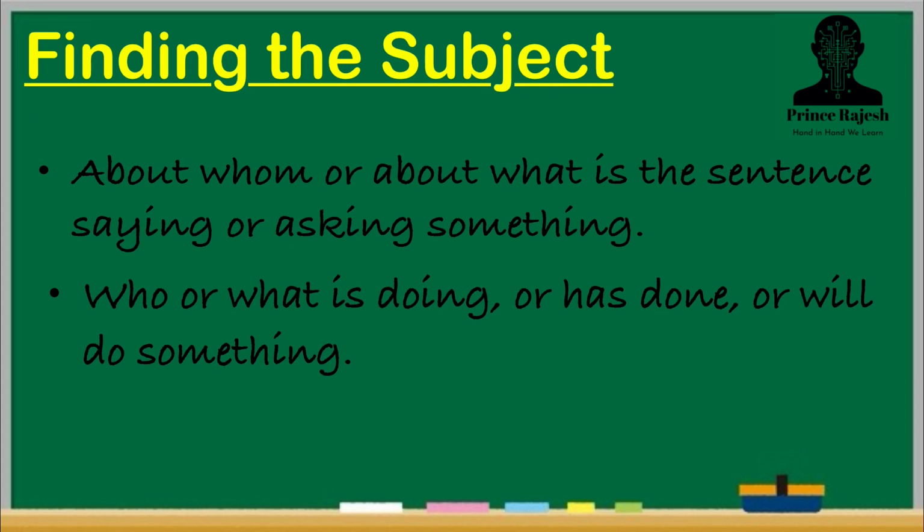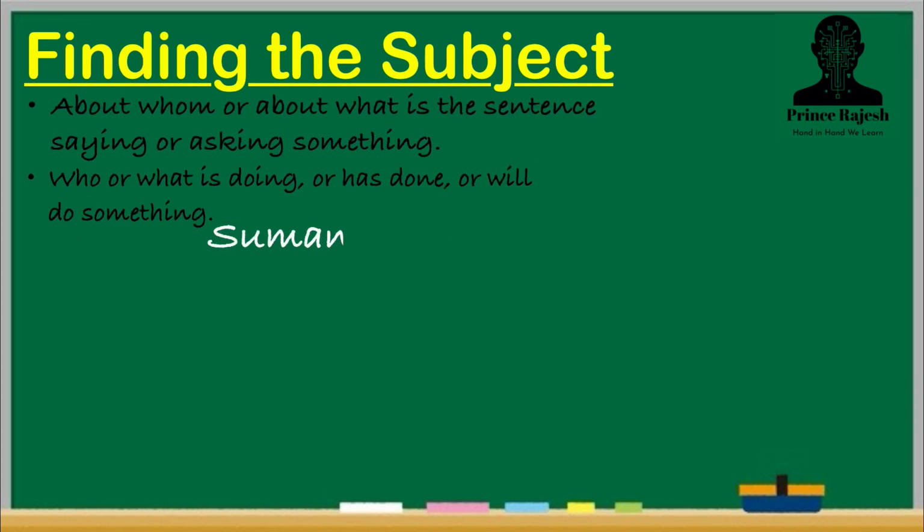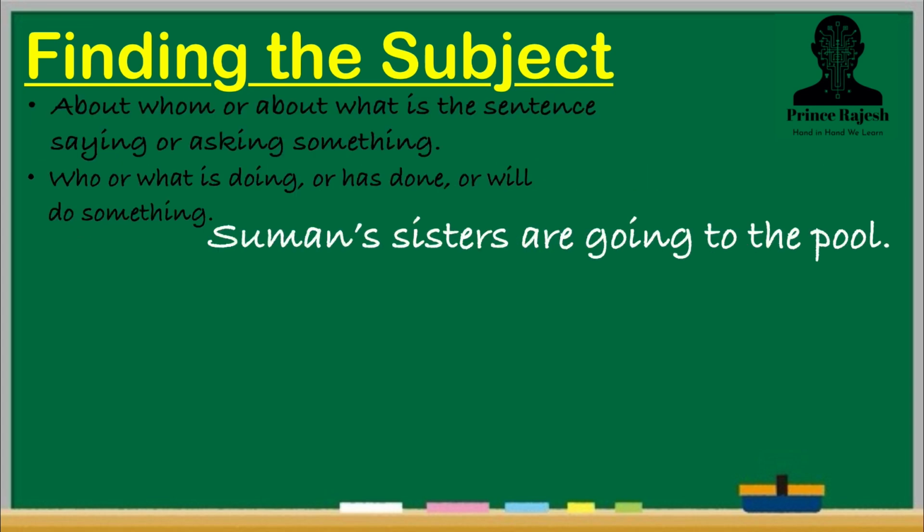Okay, now let's do a practice. Suman's sisters are going to the pool. Let's find out what is the subject of the sentence. What is the procedure we have to follow here? First thing, ask yourself about whom the sentence is telling or who is doing something. Obviously, Suman's sisters are doing something. So, Suman's sisters is the subject in this sentence.